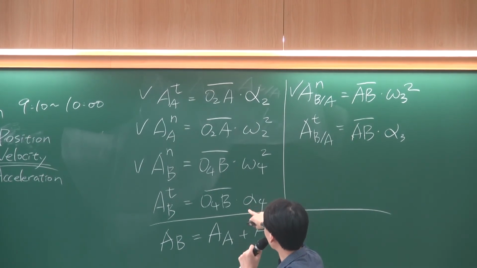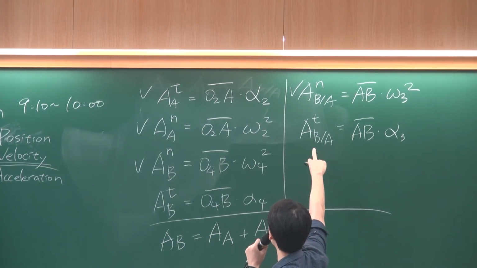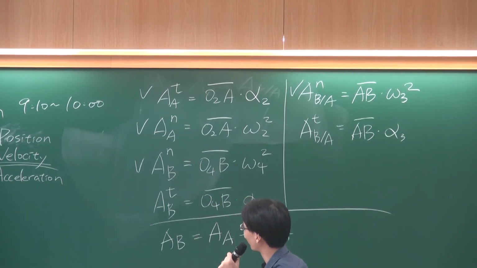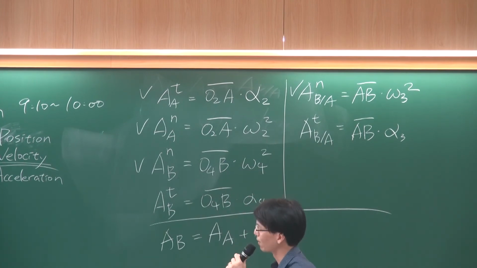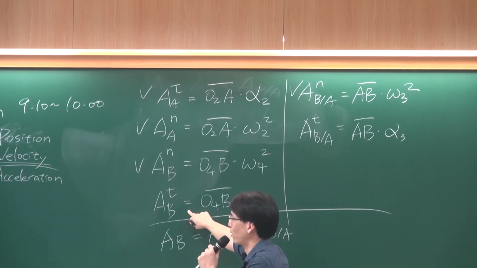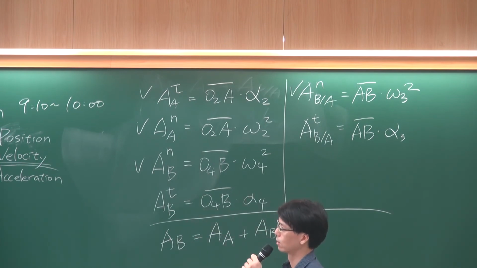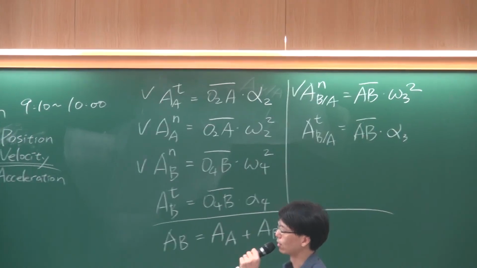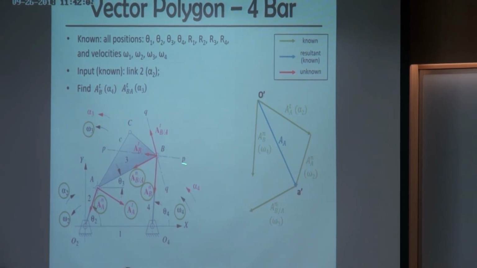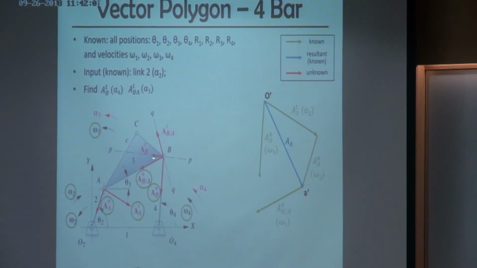Okay, so we still have two unknowns, this ABT and this ABAT. We may not have full information about these two, but we may have some information that allows us to draw something on this diagram. So what do we know about this one? It's ABT. We don't know a magnitude yet, but we know the direction must be perpendicular to this B O4. This ABT must be on this line, indicated here as the PP line. ABT must be in this direction.